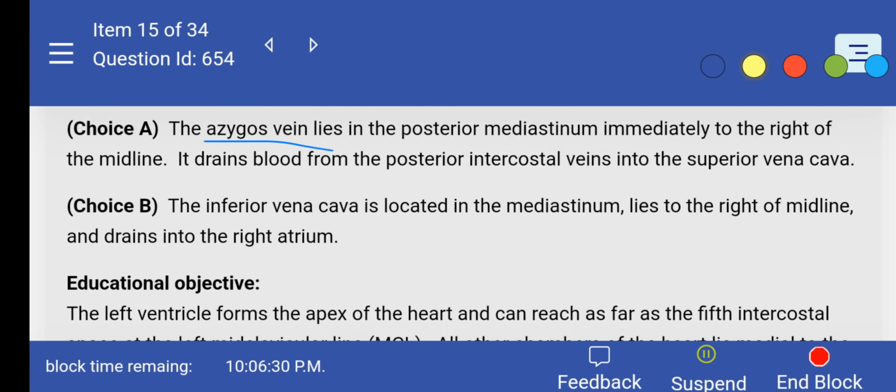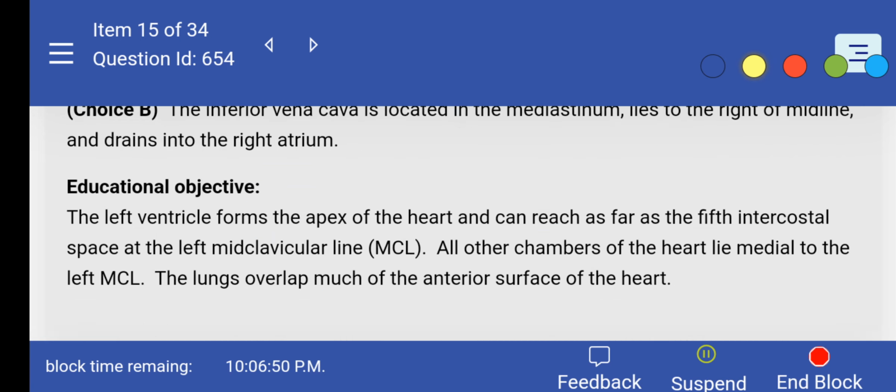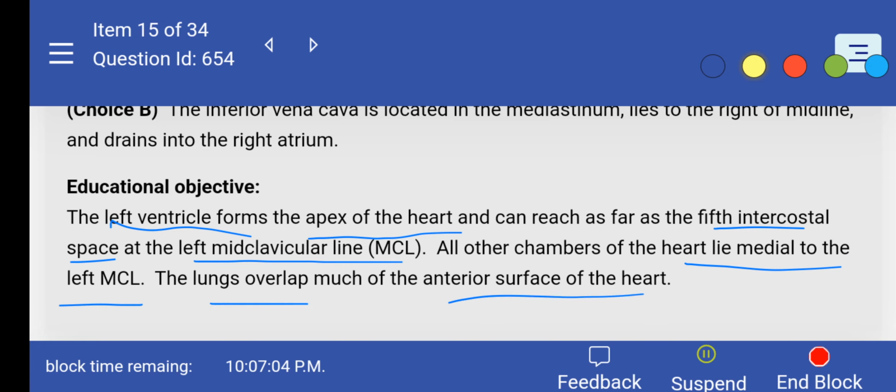The azygous vein lies in the posterior mediastinum, immediately to the right of the midline. It drains blood from the posterior intercostal veins into the superior vena cava. Option B, inferior vena cava, located in the mediastinum, lies to the right of the midline, and drains to the right atrium. Okay, so the left ventricle forms the apex of the heart. It can reach as far as the fifth intercostal space at the left midclavicular line. All other chambers of the heart lie medial to the left midclavicular line. The lungs overlap much of the anterior surface of the heart. So your question is resolved.